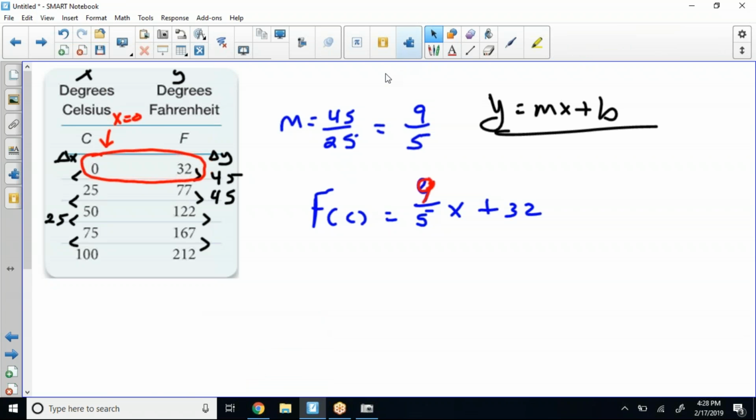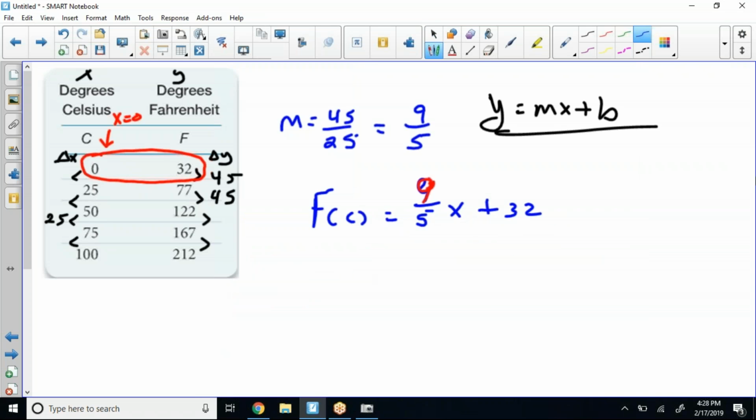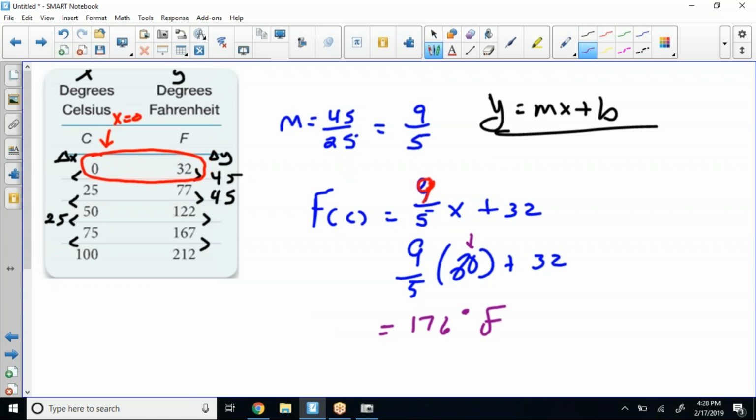So let's see what else they're asking. Use the equation to find the Fahrenheit temperature that corresponds to Celsius. So when it's 80 degrees Celsius, how much is that in Fahrenheit? That's just 9/5 times 80 plus 32. 9 divided by 5 times 80 plus 32 comes out to be 176 degrees Fahrenheit.